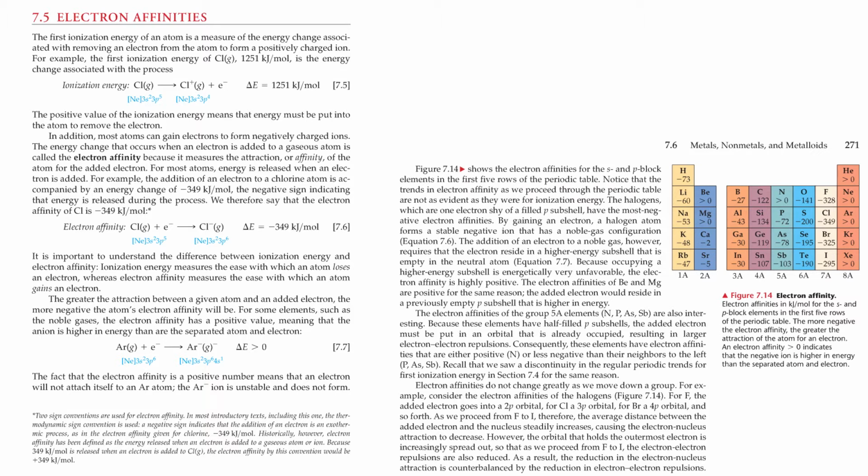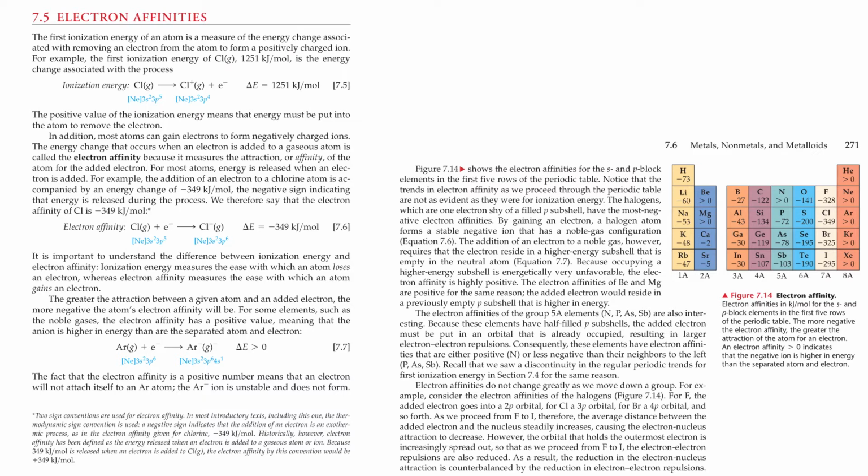The electron affinities of the group 5 elements, nitrogen, phosphorus, arsenic, and antimony, are also interesting. Because these elements have half-filled p subshells, the added electron must be put into an orbital that's already occupied, resulting in larger electron repulsions. Consequently, these elements have electron affinities that are either positive or less negative than their neighbors to the left. Recall that we saw a discontinuity in the regular periodic trends for first ionization energy in section 7.4 for the same reason. Electron affinities do not change greatly as we move down a group.